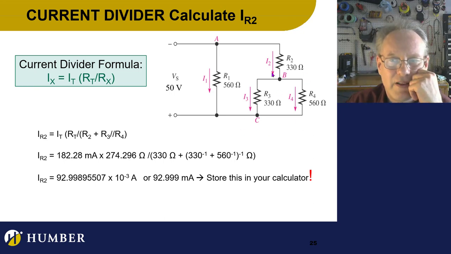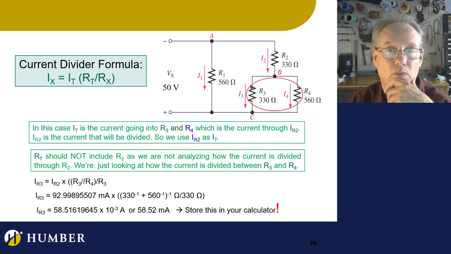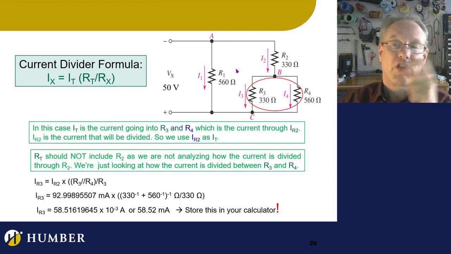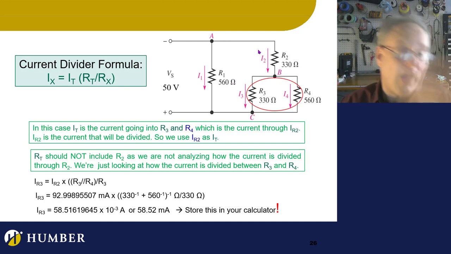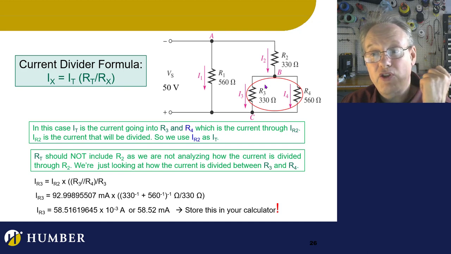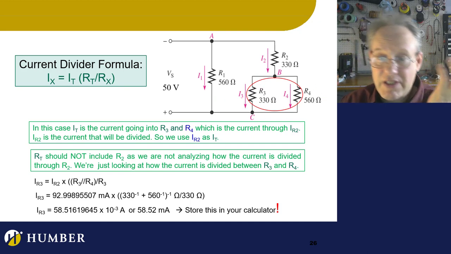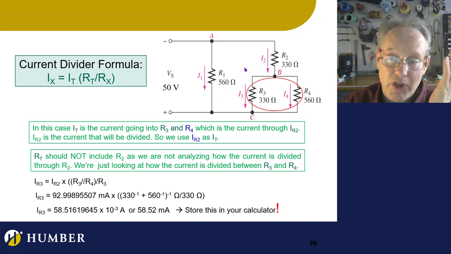But what if I wanted to just zoom down into just here? What if I wanted to just look at this? So in this case, the current that's being divided is I2, which I've calculated, which is 92 milliamps. And now what I want to do is say the total resistance of this divided by the resistance of whichever I'm looking for. So in this case, I'm looking for the current through R3.